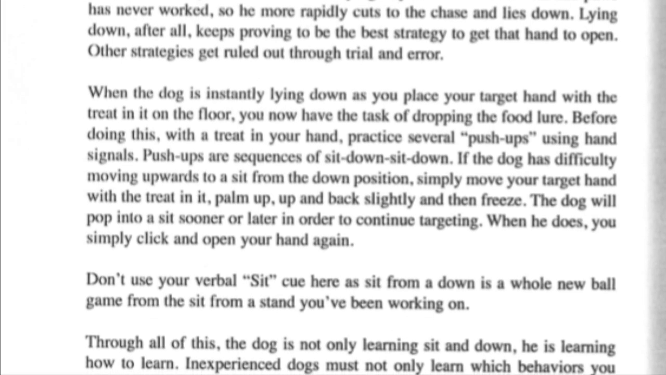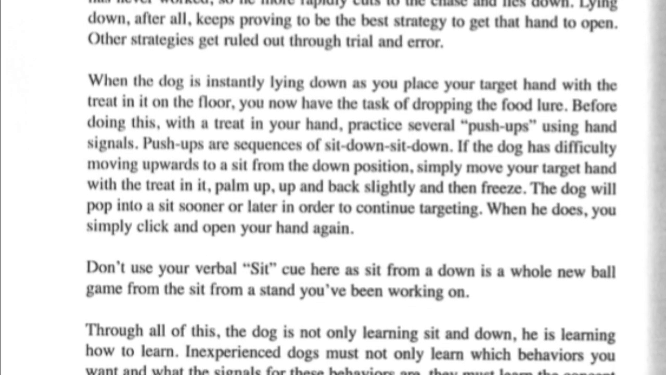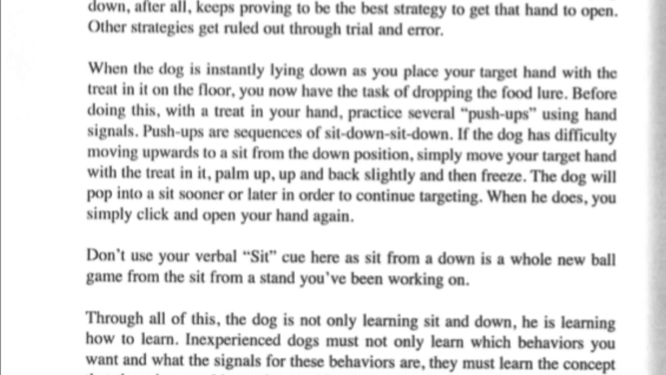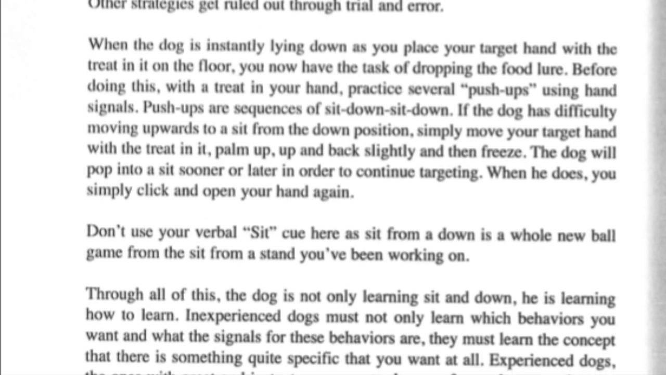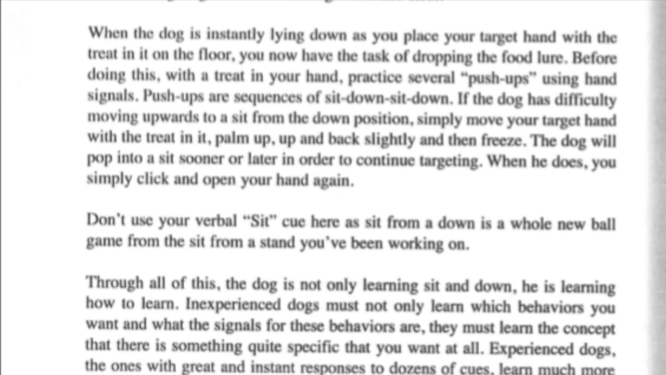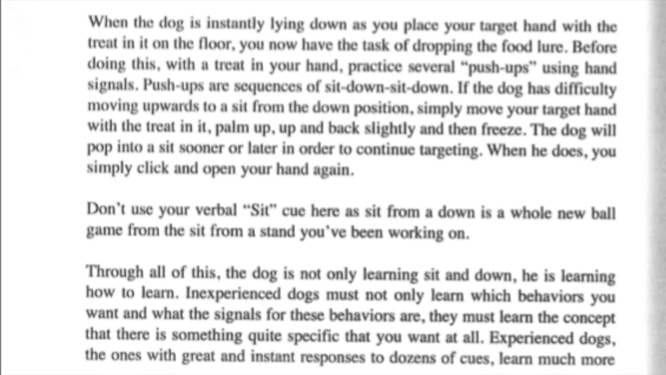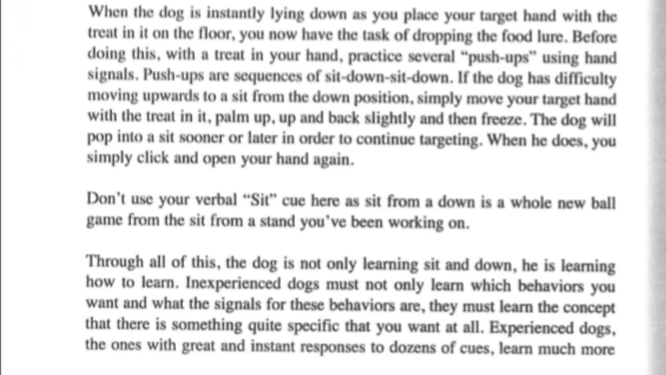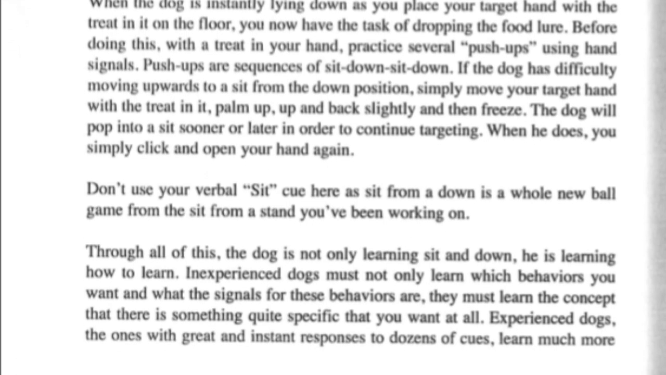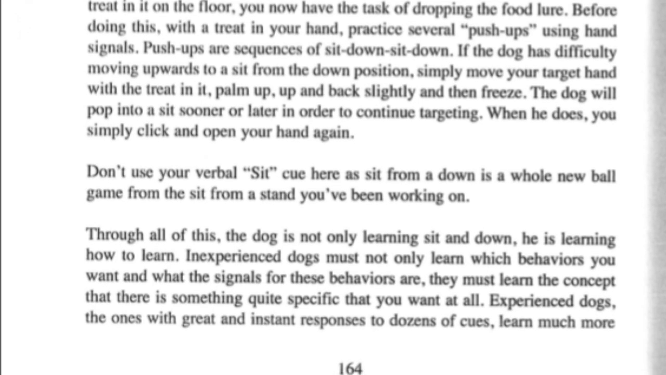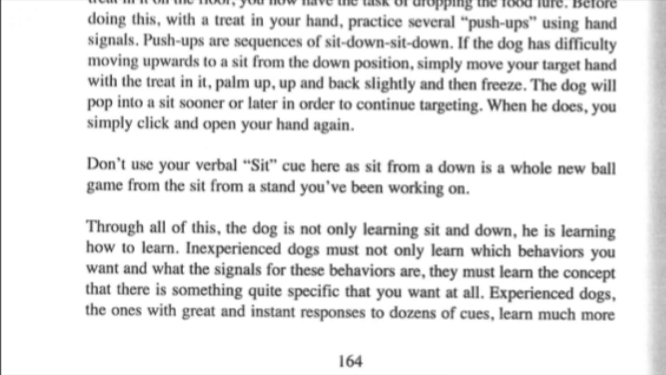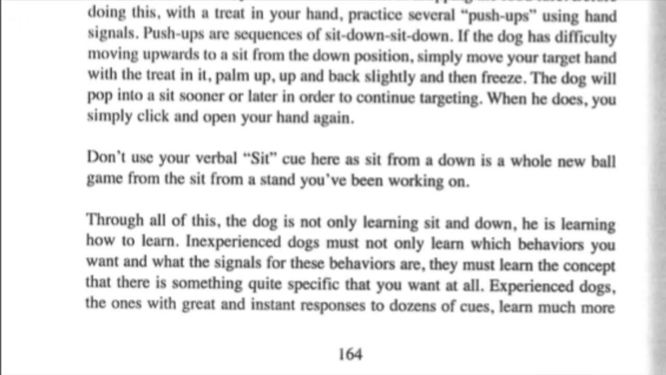If the dog has difficulty moving upwards to a sit from the down position, simply move your target hand with the treat in it, palm up and back slightly, and then freeze. The dog will pop into a sit sooner or later in order to continue targeting. When he does, you simply click and open your hand again. Don't use your verbal sit cue here, as sit from a down is a whole new ballgame from the sit from a stand you've been working on.